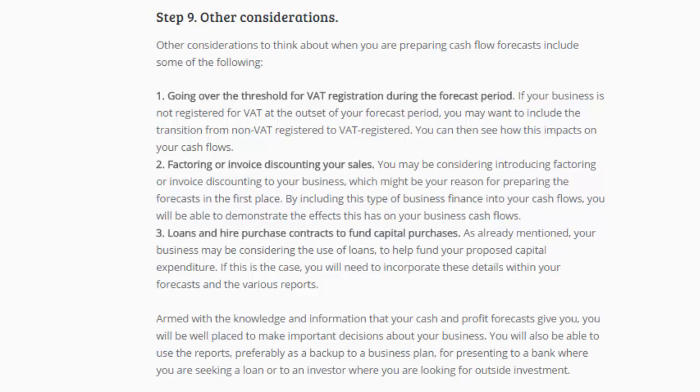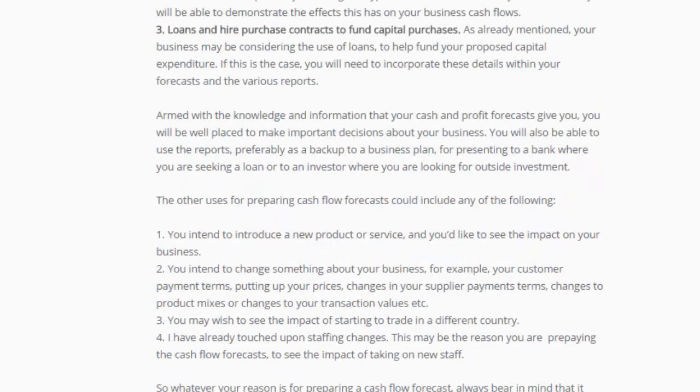Within the business plan, you might want to put your key numbers, and then the cash flows would support that information. There are other uses for preparing cash flow forecasts, which would include things like wanting to look at the introduction of a new product or service, and to see how this impacts on A, your cash flows, and B, your profitability. And certainly if you're having to do any research and development, or R&D, how those R&D costs are going to be financed, and how that will impact on your cash flows going forward.